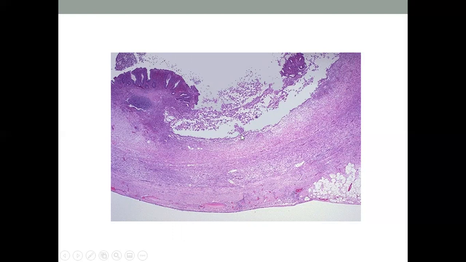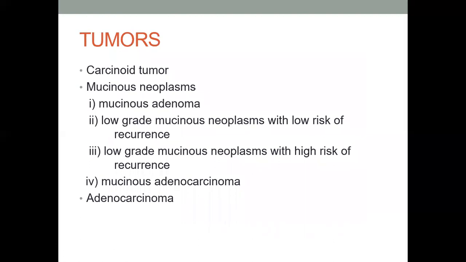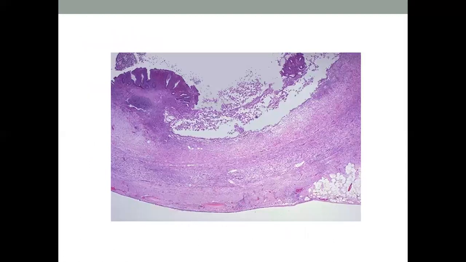Complications of acute appendicitis: rupture of the appendix if it is not treated early, which may lead to peritonitis. Gangrene formation due to ischemic necrosis of the appendix, and then septicemia. So that was about acute appendicitis.